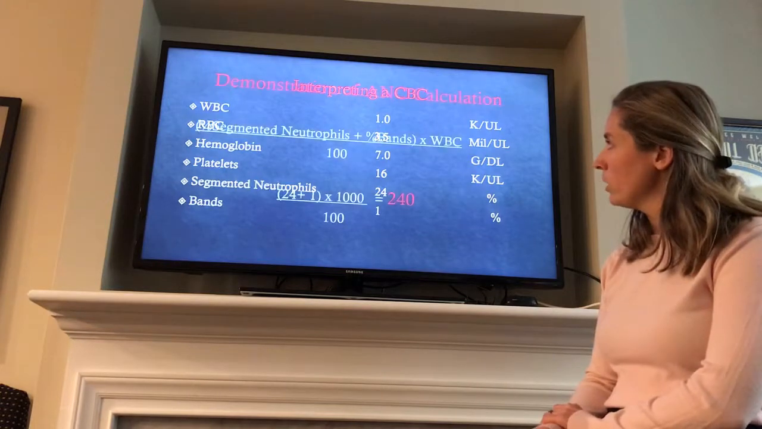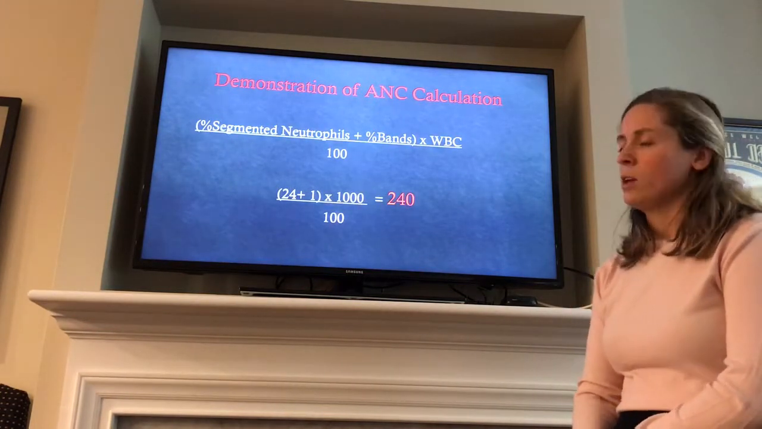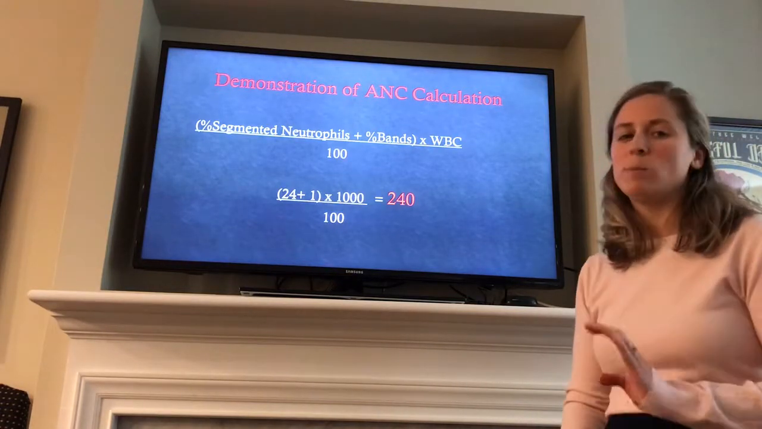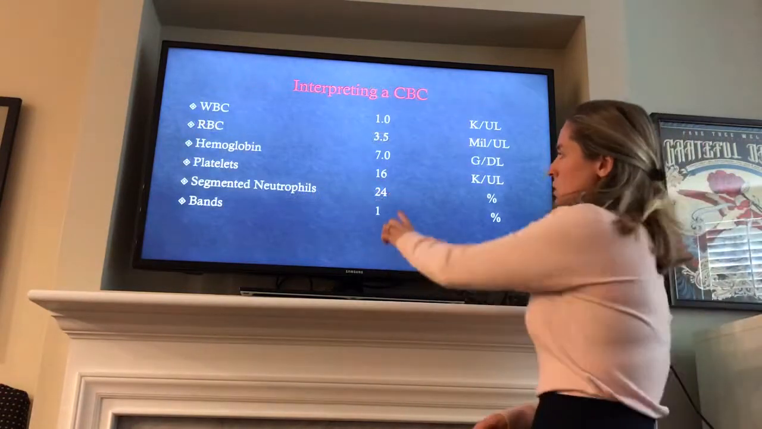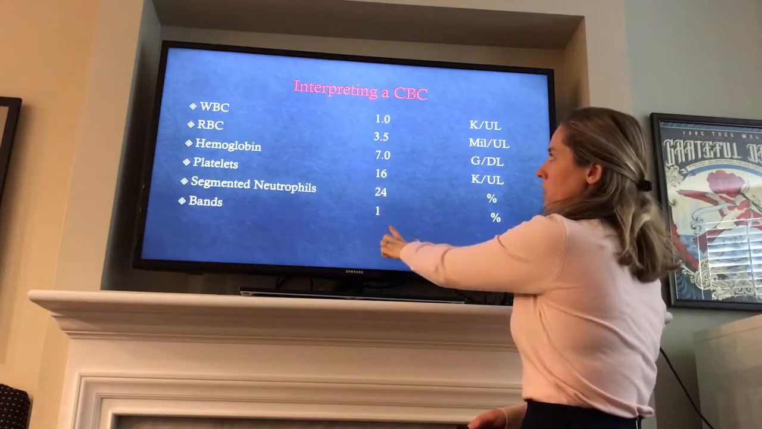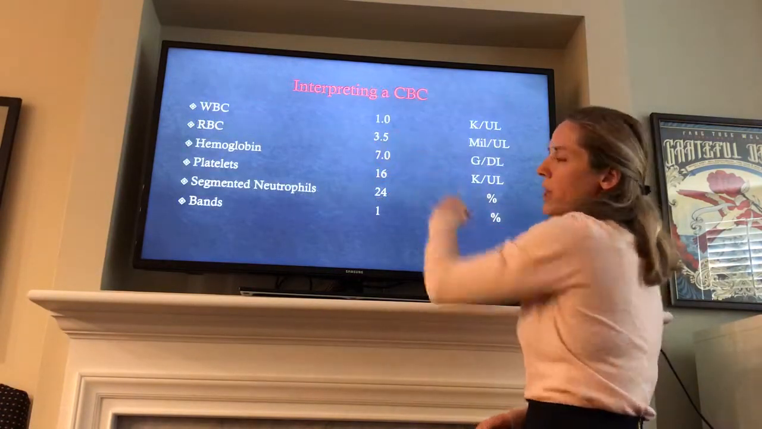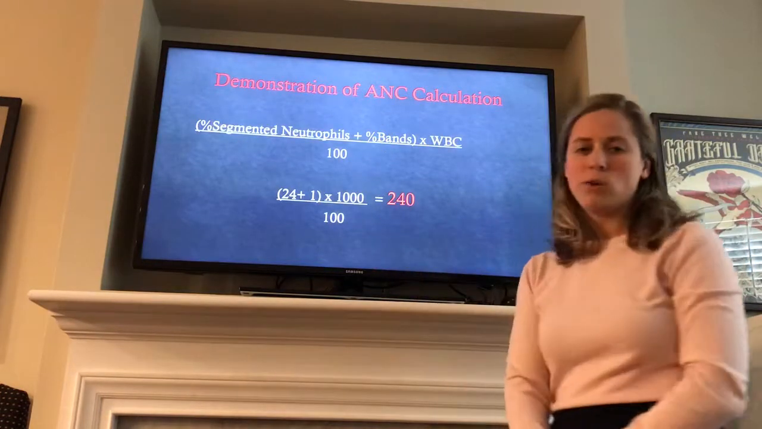So we can go over here now and look at how to calculate an ANC. In order to calculate an ANC, you add up the percentage of segs and bands and then multiply it by the white blood count. So we've got 24 plus 1 times 1.0, but actually that's 1,000. So we're going to multiply it by 1,000, and then we're going to divide that by 100 to get our ANC.